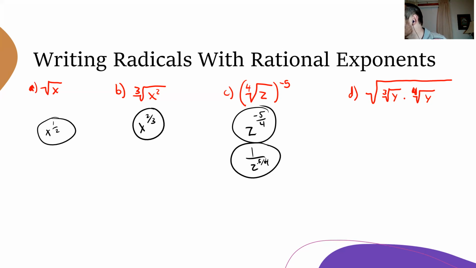Let me see actually if the book wants it written as, yeah, the book does want it written positive, but it doesn't really make a difference. Now, this one is a little bit trickier. We've got the cube root of y, the 4th root of y, all square rooted.